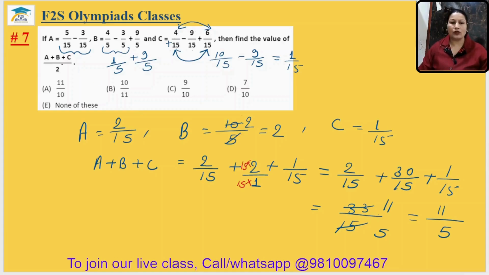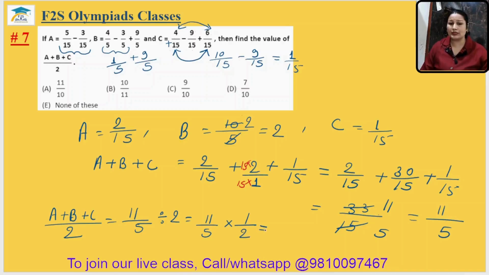Now we have to find A plus B plus C/2. Dividing by 2 means division. So we can just write 11/5 divided by 2. That is 11/5 multiplied by 1/2. This is 11/10. It is in option number A. The seventh answer is option A.